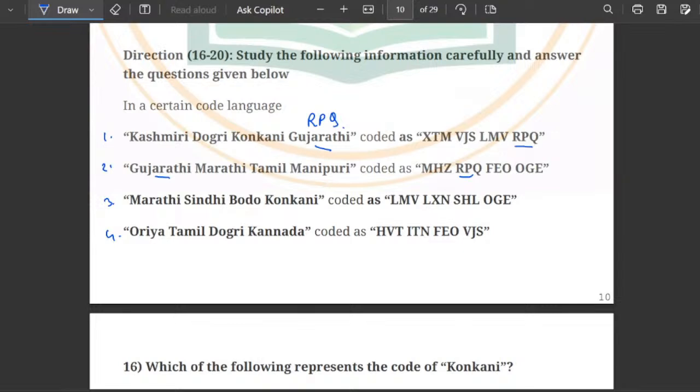Now, is there anything common in that? Okay, Konkani is also common. If you see first and third, Konkani is common. So first and third, what is common? LMV. LMV is for Konkani. No. Kashmiri, Dogri, we have anywhere else? Yes. First and fourth, we have Dogri. Now first and fourth is what? VJS. If you see VJS, so Dogri will be VJS.